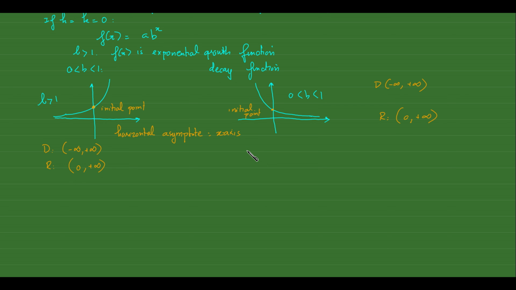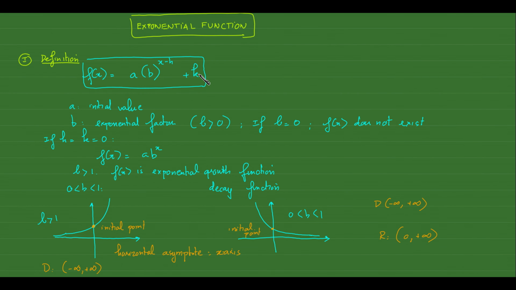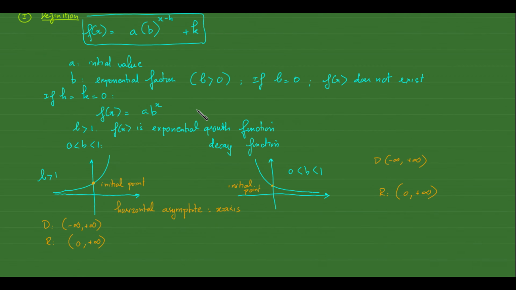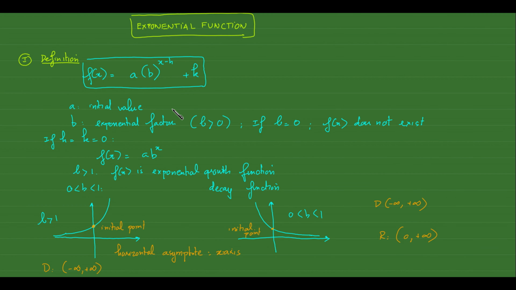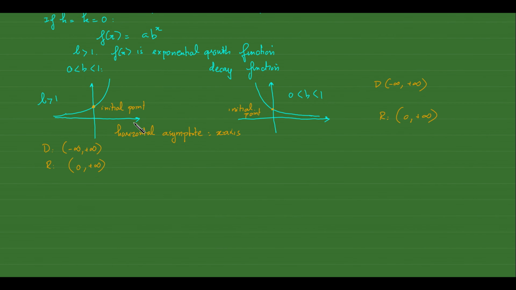Of course, it's not always like that, because if the horizontal asymptote is moving, it means that we have a k value here instead of h and k equal to 0. If we have a k value that is different from 0, then the function will be moving up or moving down.